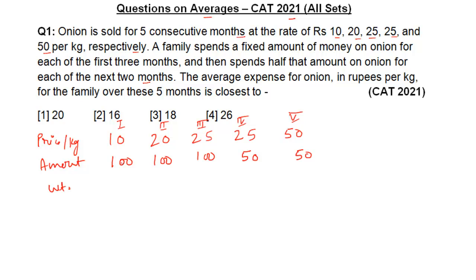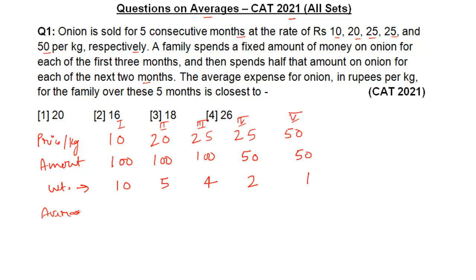So for the first month 100 by 10, so that means 10 kg was taken. 100 by 20 for the second, 5 kg, for the third one 100 by 25, that is 4, and for the fourth month this is 2 and this is 1. So we got here the weight of onion for each of the months, right? So now we can calculate the average on the basis of the standard formula that we already know.